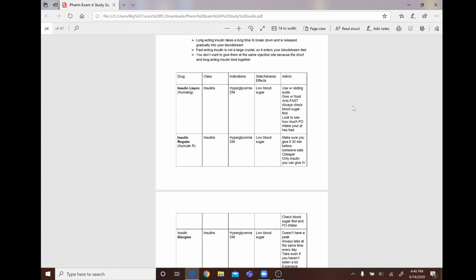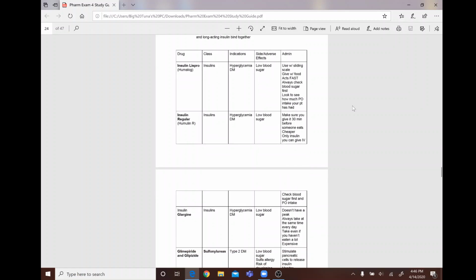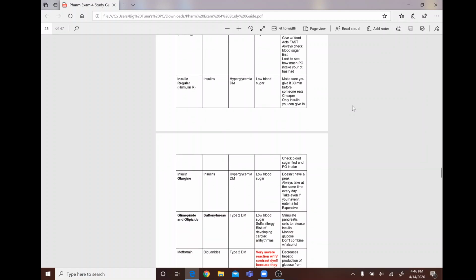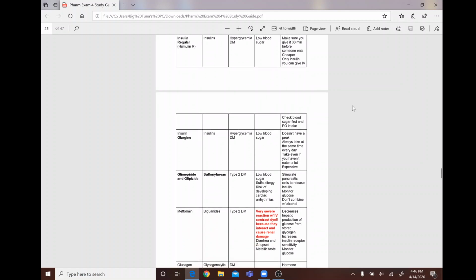Insulin regular or human R is a short-acting insulin. It's used for hyperglycemia and diabetes. Can cause low blood sugar. Make sure you give it 30 minutes before someone eats. It's cheaper, and it's the only insulin you can give IV, so check blood sugar first and PO intake.